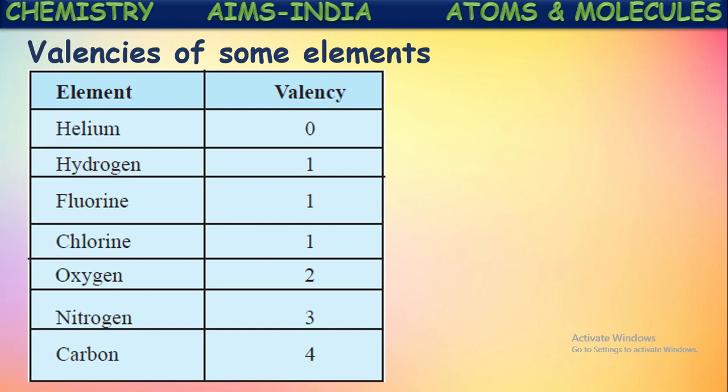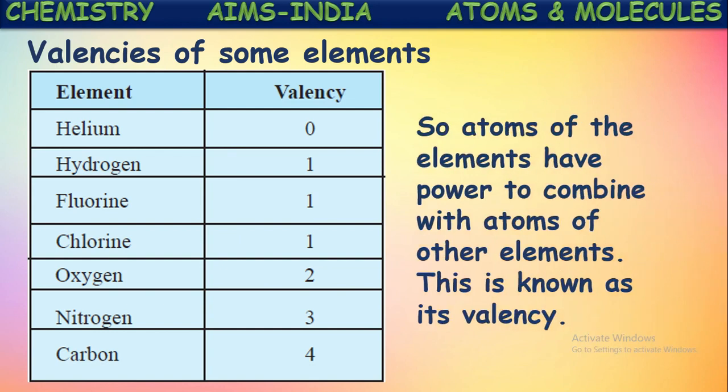If we see hydrogen, fluorine, chlorine, for these elements the valency is shown as 1. That means their combining capacity is 1. They combine with one more element. If you see oxygen, the combining capacity of oxygen is 2. That is, the valency is 2. For nitrogen it is 3. For carbon it is 4.